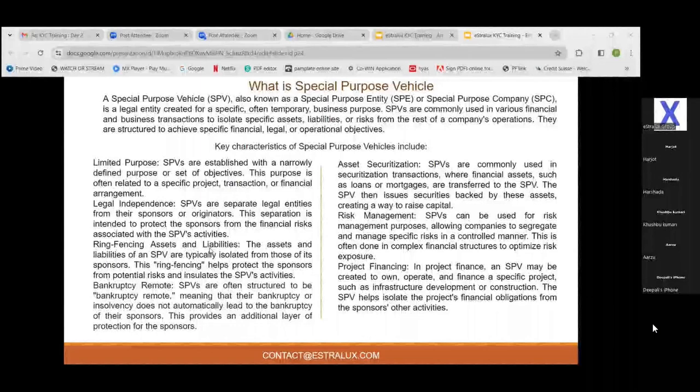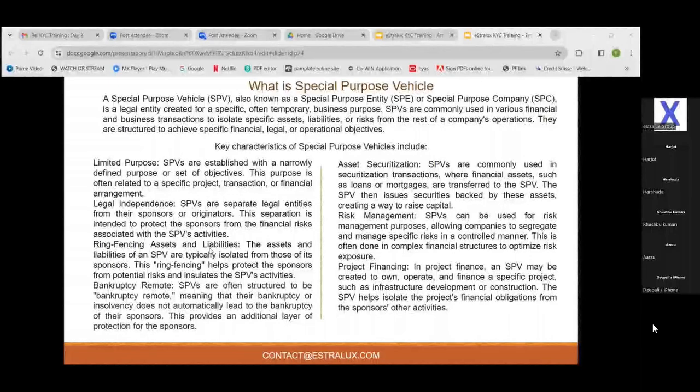Then ring fencing assets and liabilities. The assets and liabilities of an SPV are typically isolated from those of its sponsors. The ring fencing helps protect the sponsors from potential risks and insulates the SPV activities. This point is the main reason why SPVs are formed, because if they are dealing with their own main entity, they don't want to put their own assets and liabilities at stake. So they create another entity in order to avoid that risk.